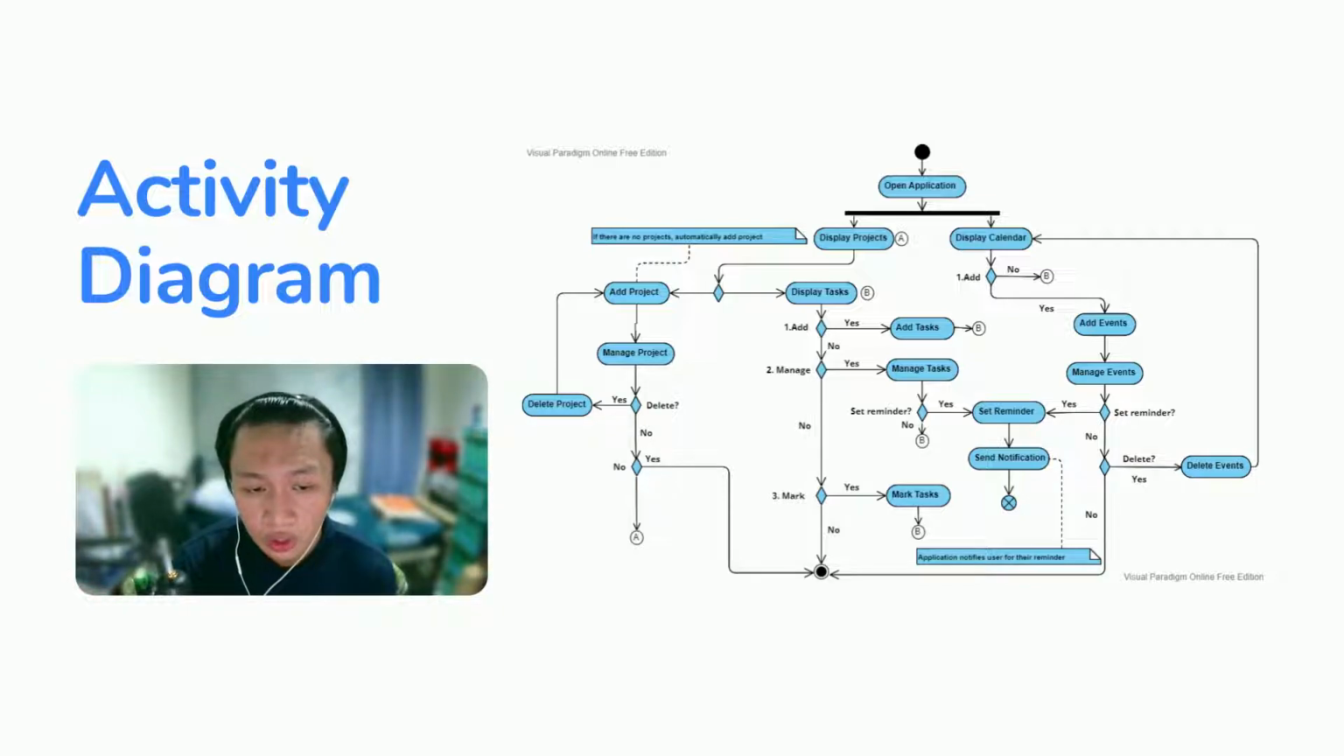Users start with opening the application. They can either display projects or calendar, and if there are no projects, they would have to add a project first. After that, they can view the tasks that are added to the project, and if there are no tasks, they have to add them first to do other things such as manage and mark tasks. In display calendar, users can review the dates of the calendar and are allowed to add tasks or add events. Just like in display project, they can only manage the events and tasks in the calendar if they are added there first. Both events and tasks can be set a reminder so that the application can notify the users.